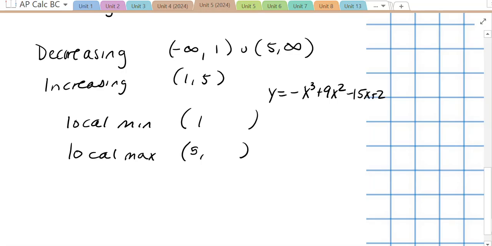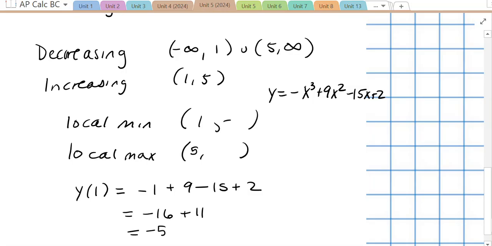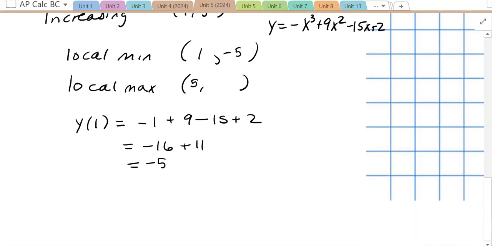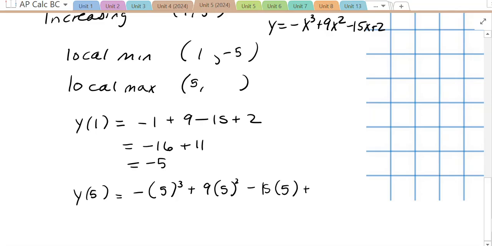And I'm going to plug into the original one for this. So y1 is going to be negative 1 plus 9 minus 15 plus 2. So negative 16 plus 11 is negative 5. Then when I plug in 5, oh boy, that's going to be large and in charge. Okay, negative 5 cubed plus 9 times 5 squared minus 15 times 5 plus 2. Negative 125.